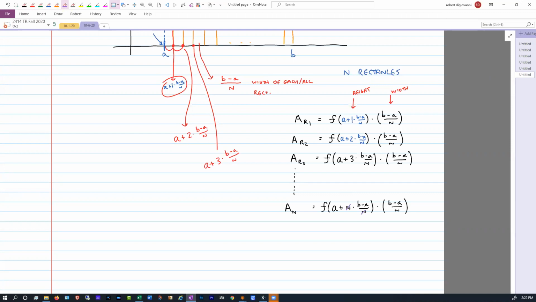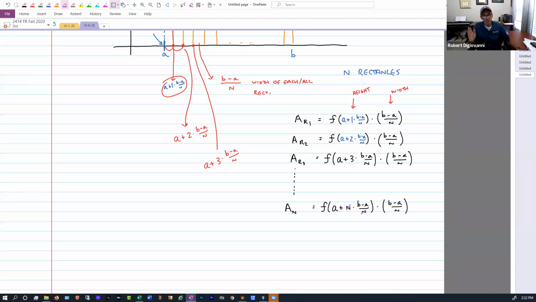F of B. F of B. Isn't that the right endpoint? So this last rectangle takes that last right endpoint right there. That's that last one. I'm sorry.